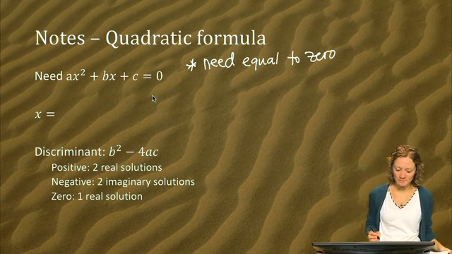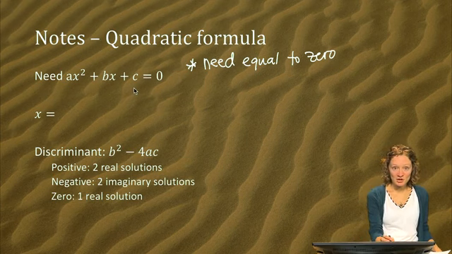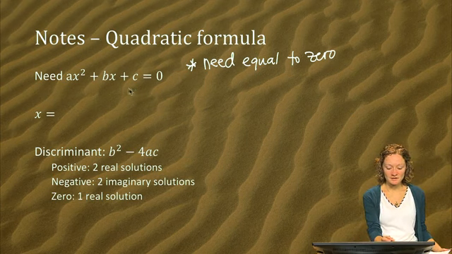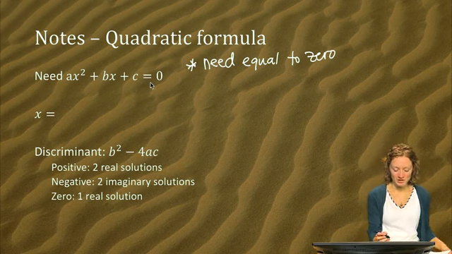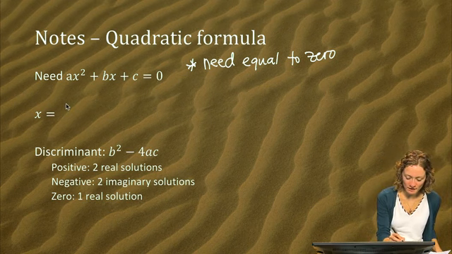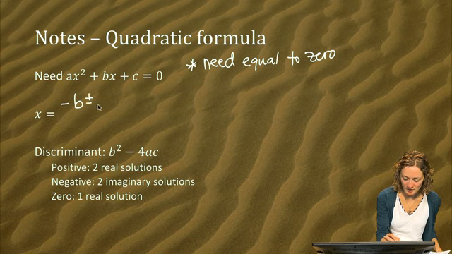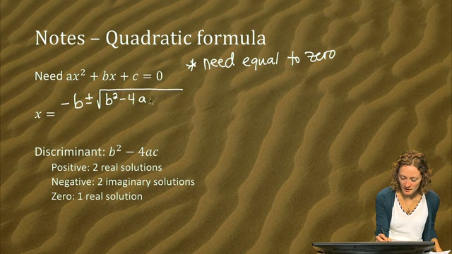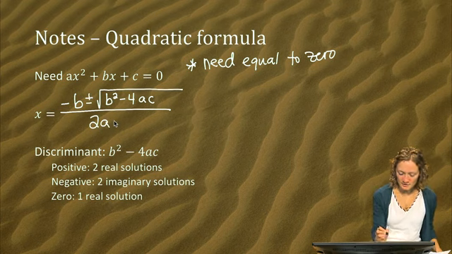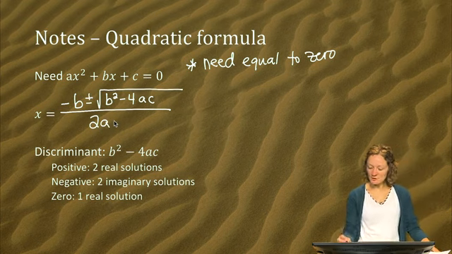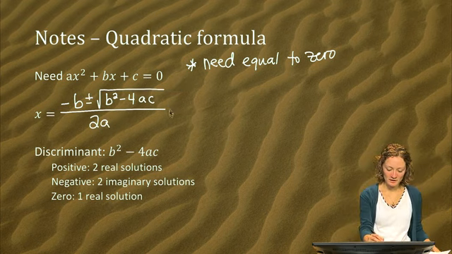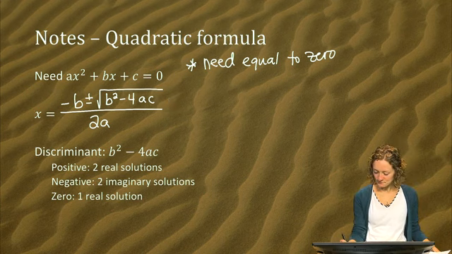All right, so if we get our problem to be in this format, then what is the quadratic formula? a, b, and c are just numbers that will exist in your equation. And so here is the quadratic formula. It is negative b plus or minus the square root of b squared minus 4ac all over 2a.